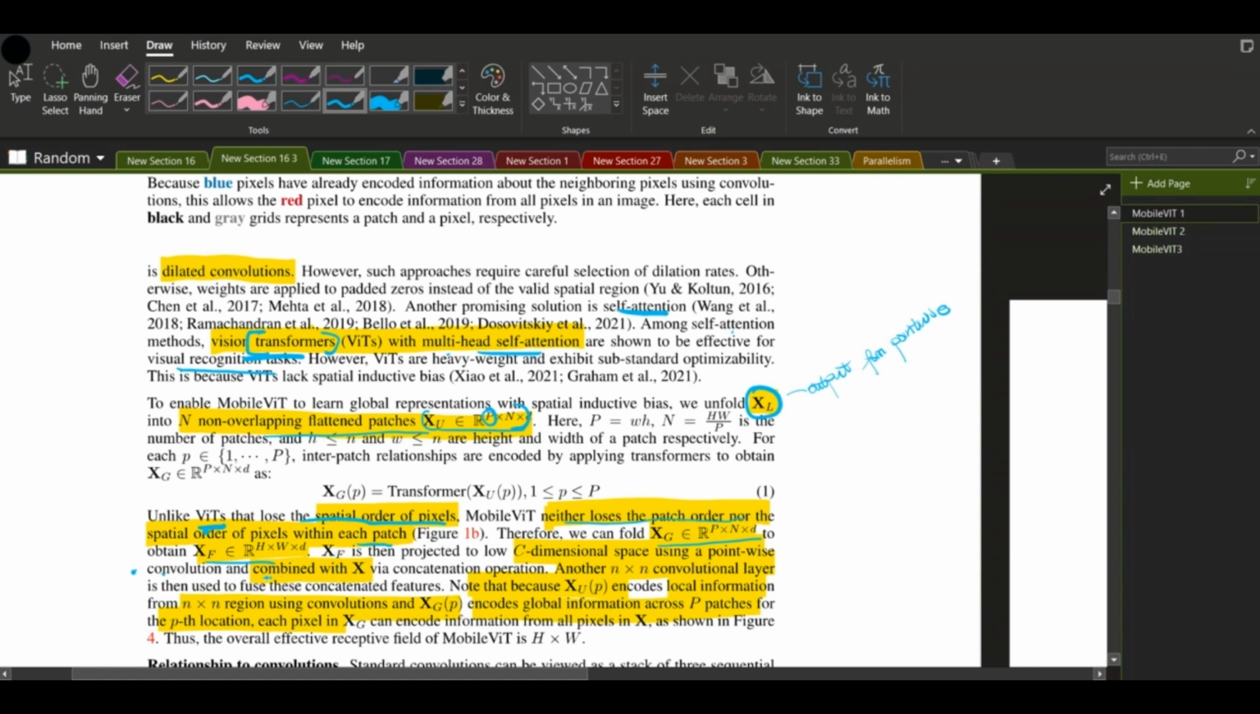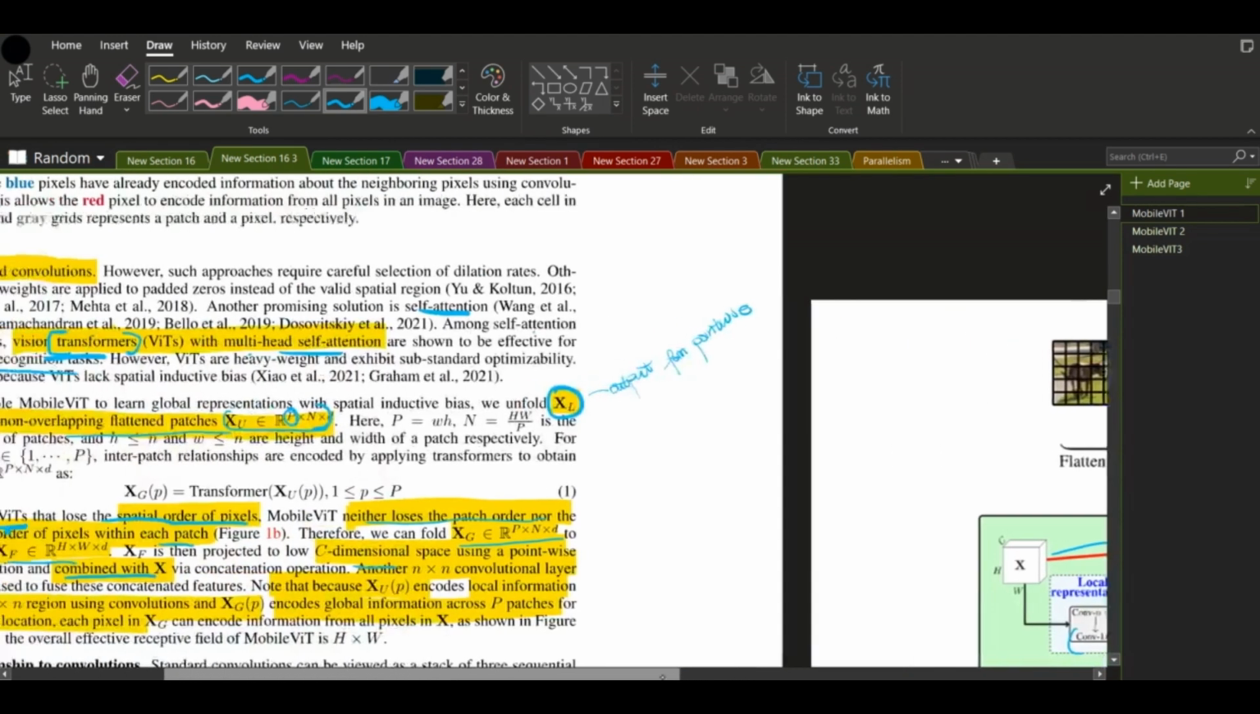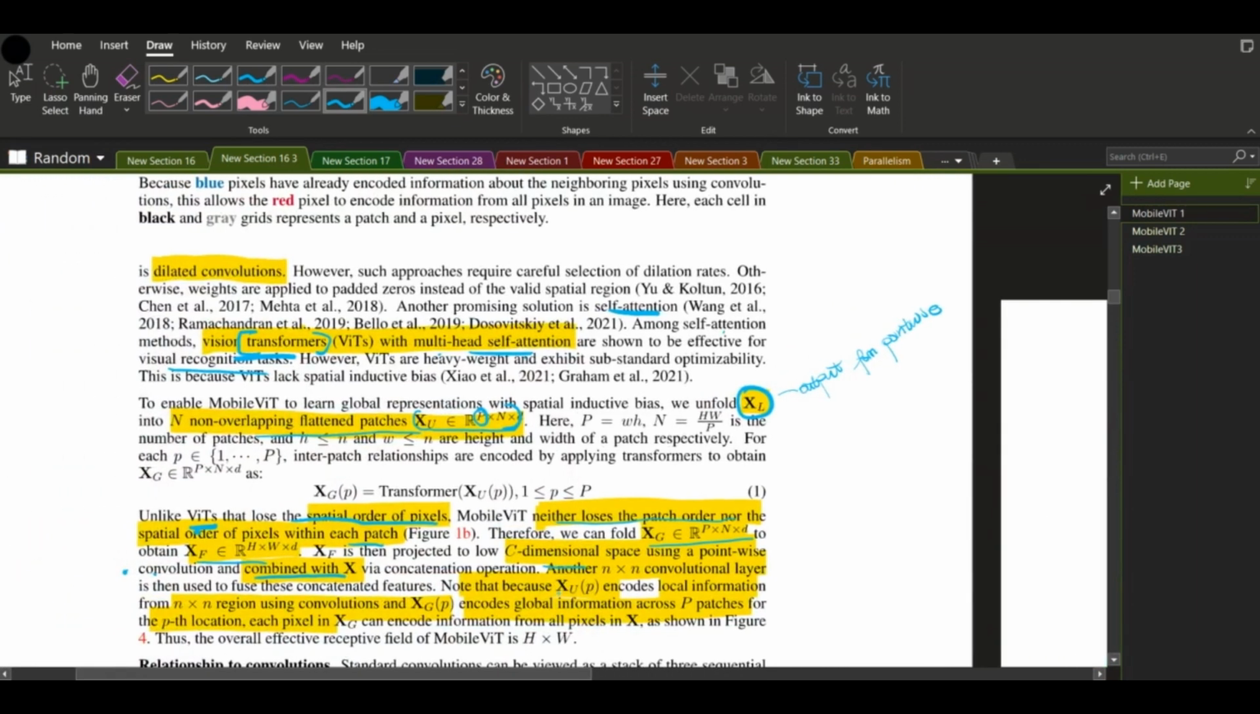Then they say that we combine it with X. So we take the input and concatenate it with this output here. From a visual perspective, we take this output, use the pointwise convolution to get this output, then concatenate the input with this output. After that, we apply an n by n convolution. This is stated here: another n by n convolution is used to fuse these concatenated features.